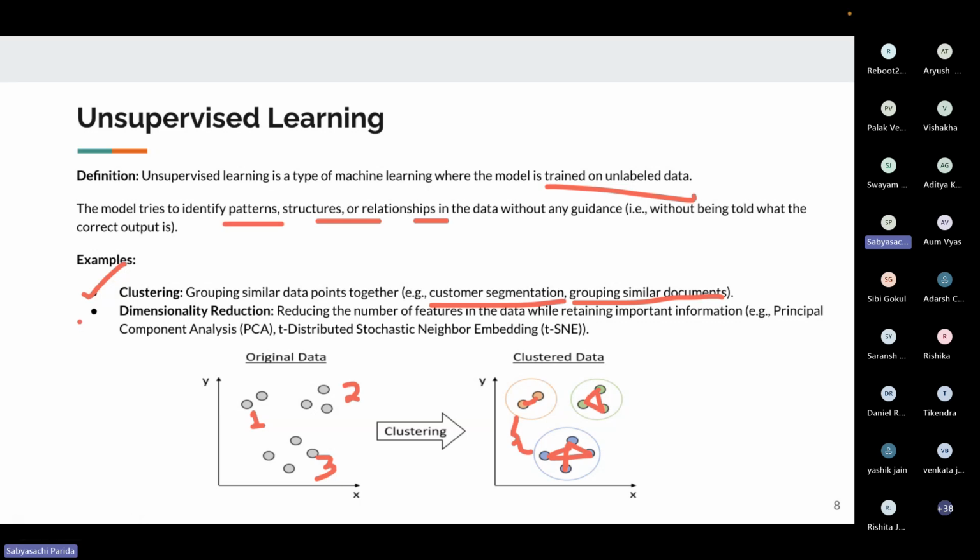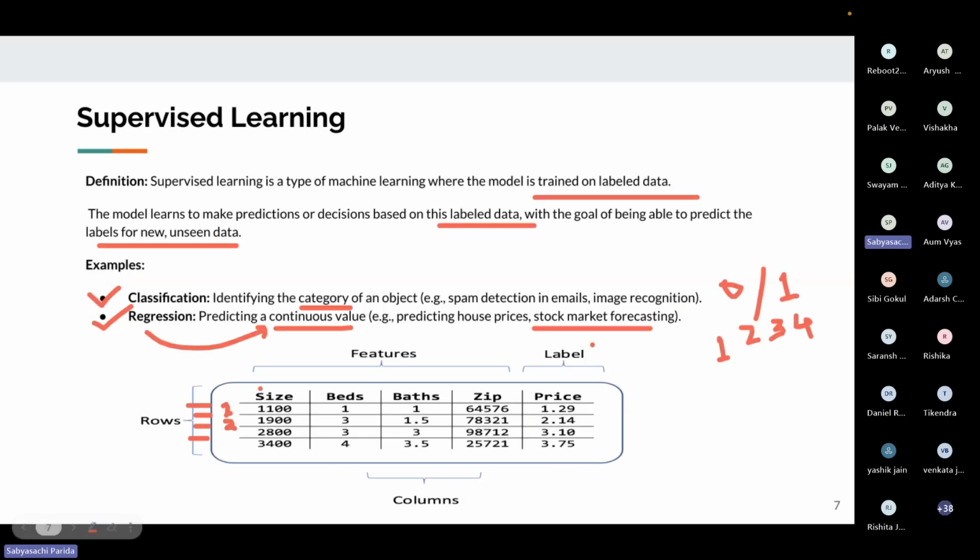The other application is dimensionality reduction. Dimensionality reduction is nothing but where we want to reduce the number of features. Suppose for house prediction, there are 4 features over here, right? Suppose there are 1,000 different features: the size, beds, baths, zip, and then other features like the city, the locality, what is the maximum temperature in that particular area, what is the minimum temperature of that area. Suppose we have got 1 lakh features for a particular row. So using a model on top of 1 lakh features can be difficult for us.